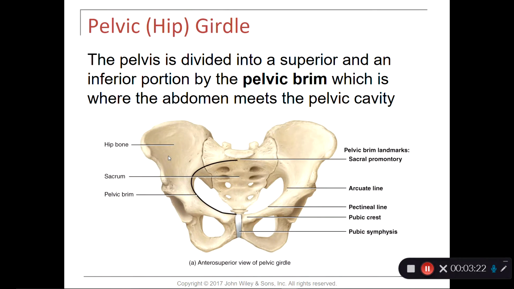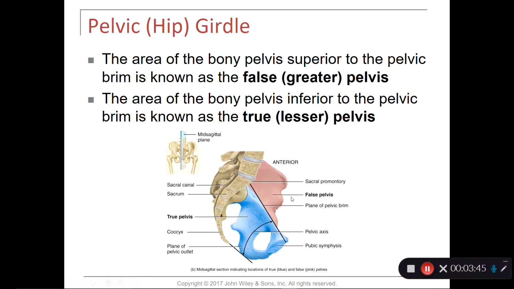Something else to know, getting back to that true and false pelvis thing, is that these bones, both the ilium and the pubis, are in this upper portion of the bowl, or at least parts of them are above this pelvic brim. What's so special about that pelvic brim is that it's where you divide your false pelvis from your true pelvis, aka your superior portion of your pelvis from your inferior portion of your pelvis.